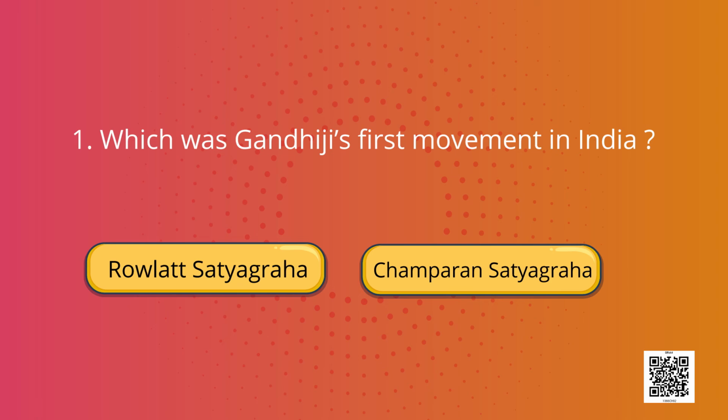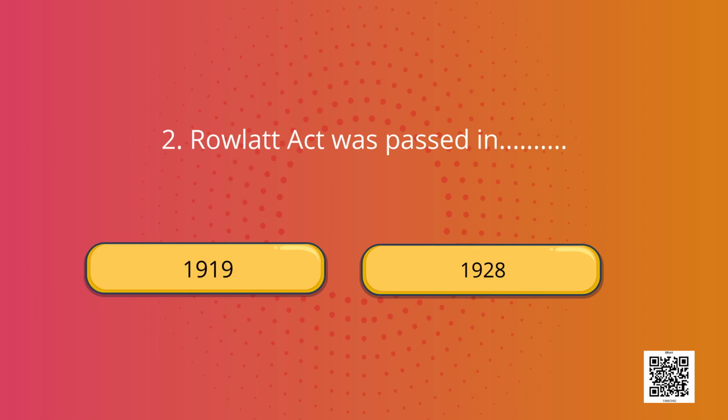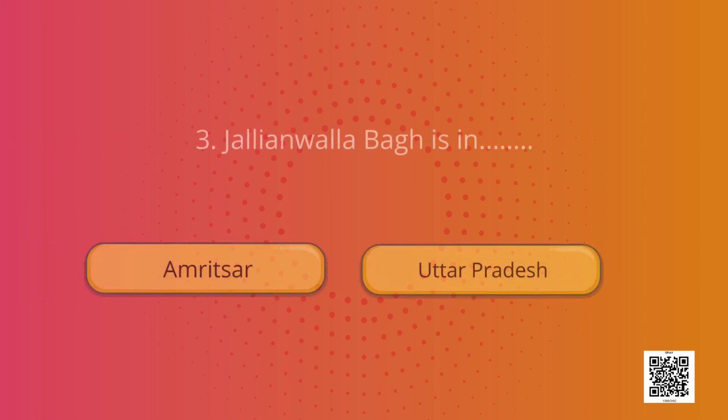First, we have some questions with two options and you have to choose the correct option. The first question is, which was Gandhiji's first movement in India? The options are Rowlatt Satyagraha or Champaran Satyagraha. And the answer is Champaran Satyagraha. Now the next question. Rowlatt Act was passed in 1919 or 1928? And the answer is 1919.